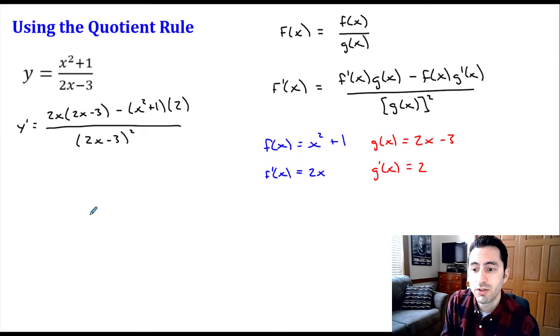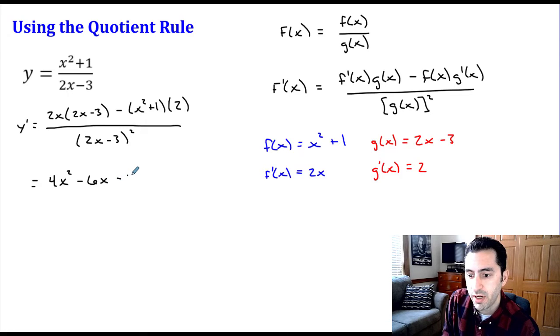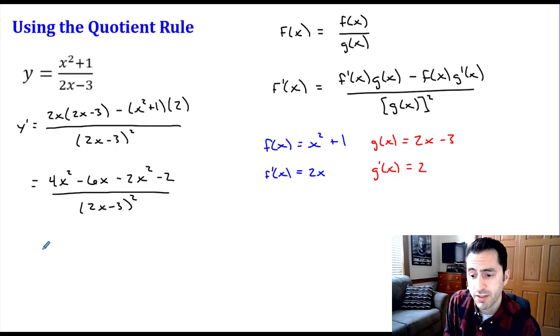The last thing we're going to do is some simplifying to clean this up a little bit. So in the numerator, let's distribute. 2x times 2x, we get 4x squared. 2x times negative 3, negative 6x. Then we have minus. So distributing the 2 to both parts, we're going to have a negative 2x squared and a negative 2. And then this is still all over our 2x minus 3 squared. And I'm actually going to leave that denominator as is.